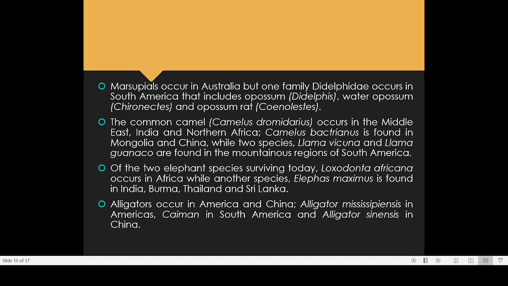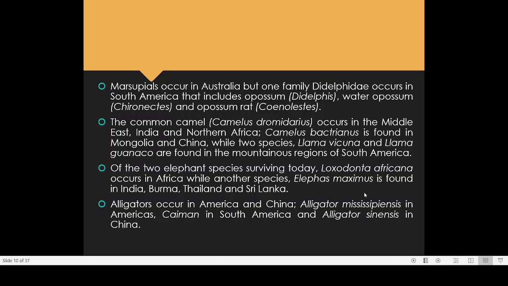So the camel family is present in different areas. In Arabia we can find camel, in Africa, in India, in Mongolia or China, and also in South America. So all these camels might have evolved from one common ancestor. But when they reached different parts of the world, they evolved in separate lines and became separate species.